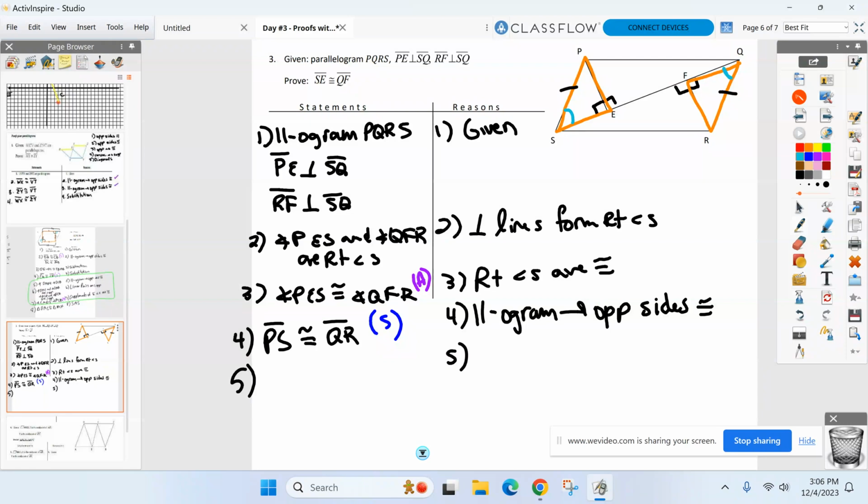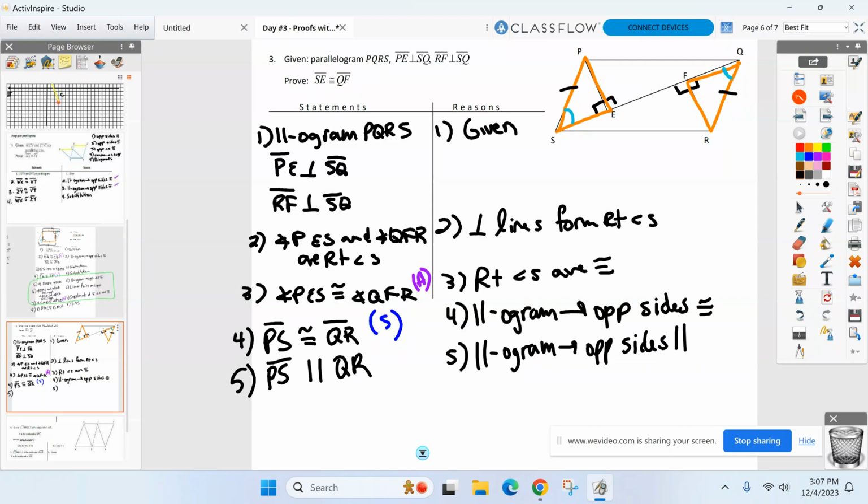And there they are. Angle PSE and angle RQF are alternate interior. But we're not ready to say they're congruent. They are not congruent unless I know those lines are parallel. And how do I know they're parallel? Well, it's a parallelogram property. So PS, not only is it congruent to QR, it's also parallel to QR. Parallelogram implies opposite sides parallel.